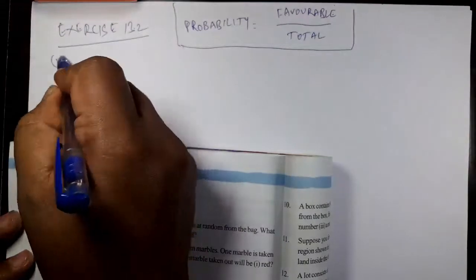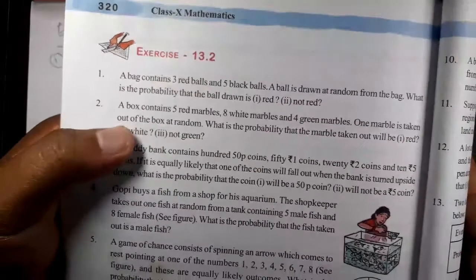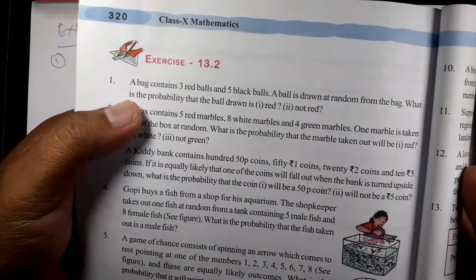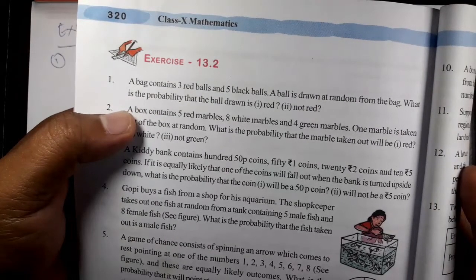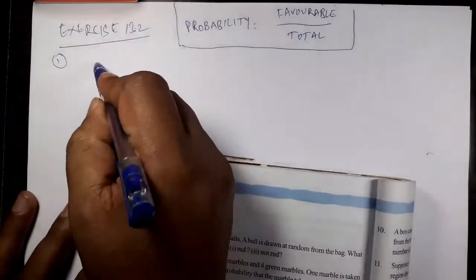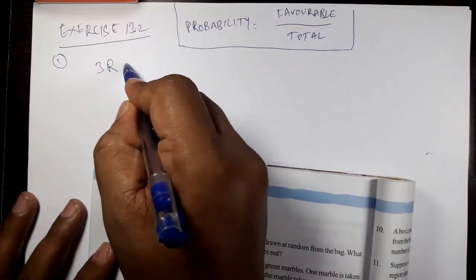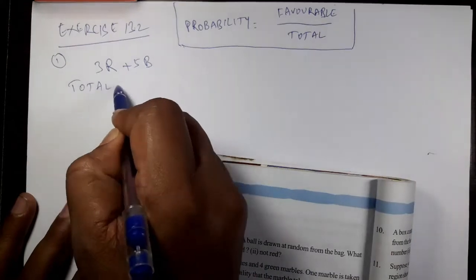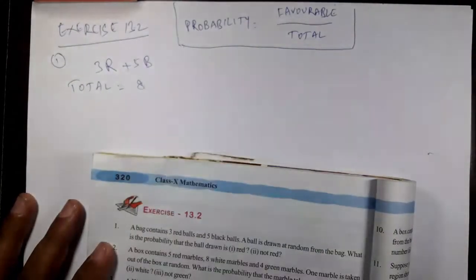Question number 1. What is question number 1? A bag contains 3 red balls and 5 black balls. A ball is drawn at random from the bag. What is the probability that the ball drawn is a red one, not a red one? See, 3 red balls are there and 5 black balls are there. So, what is the total number of balls? 3 plus 5 is 8, right?